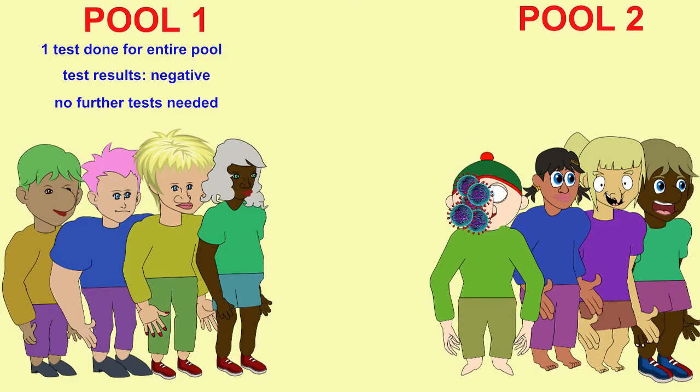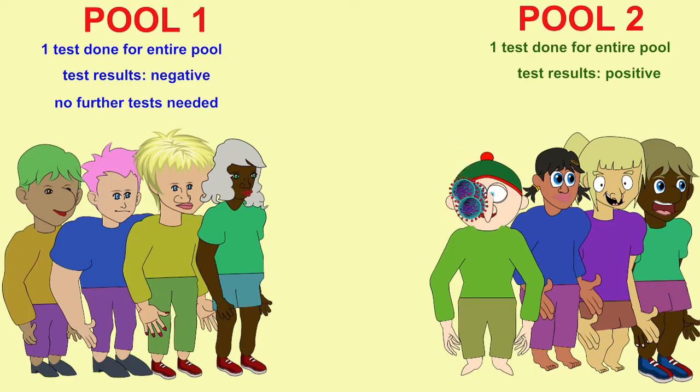If, however, as in pool 2, someone does give a positive result, you now know that someone in pool 2 tested positive for coronavirus infections, and now you could then test each individual sample which would be kept to determine which of the members of the pool tested positive.